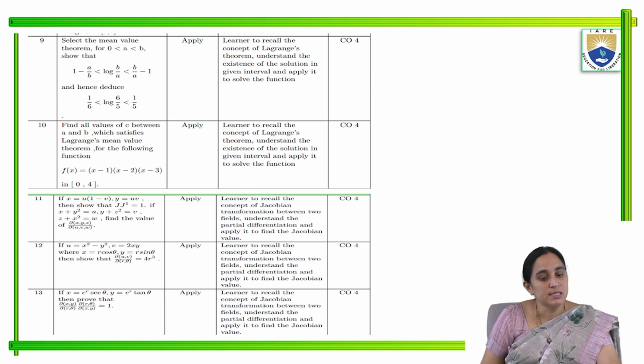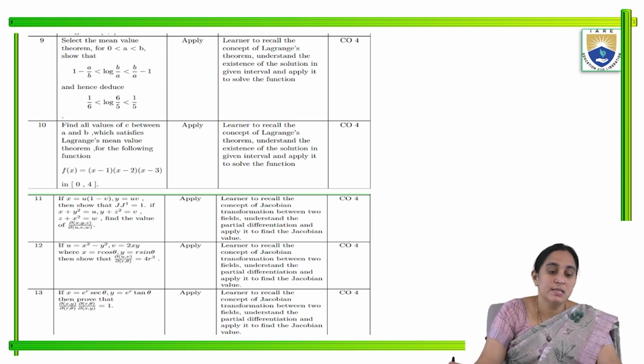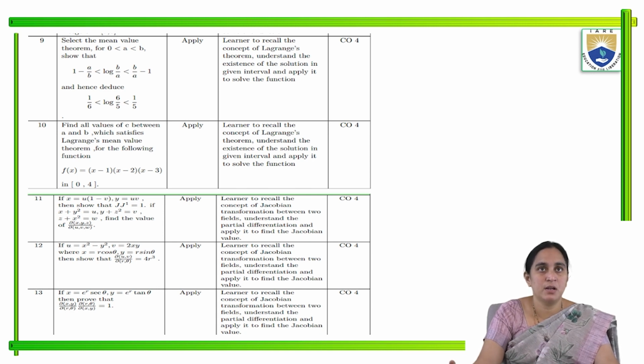And next one, use the mean value theorem for 0 less than a less than b and show that 1 minus a by b is less than log b by a, which is less than b by a minus 1, and hence deduce 1 by 6 is less than log 6 by 5, which is less than 1 by 5. Okay, here observe once: use the mean value theorem. Which theorem is applicable for these conditions? This comes under Lagrange's mean value theorem.